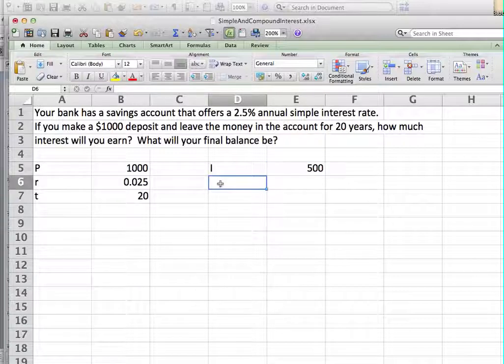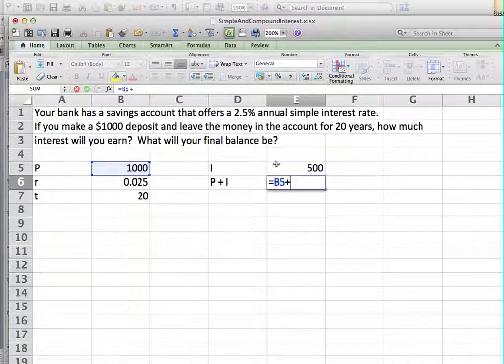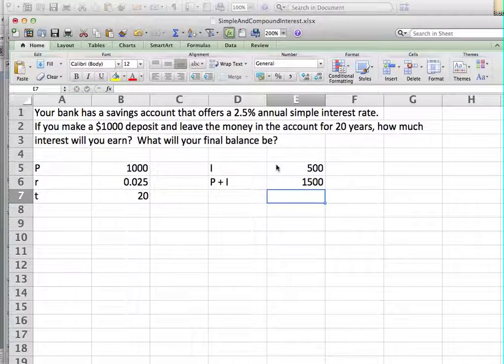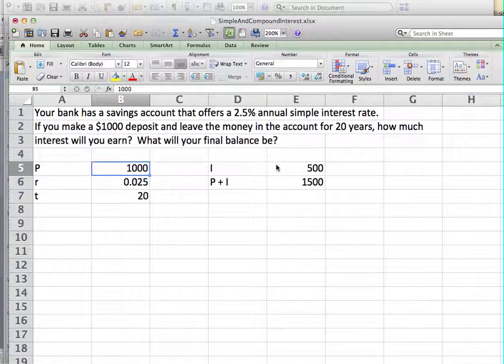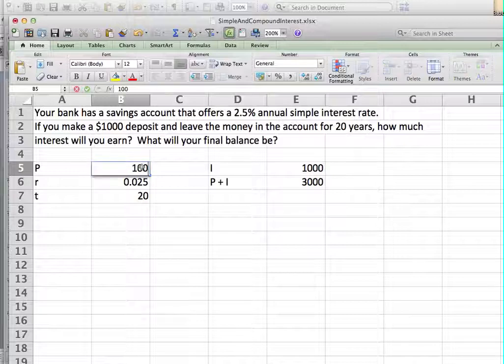What will your final balance be? That would be the initial principal plus the interest. And in Excel, I can just do an equals B5 plus E5 here and get 1,500. And again, if I make changes, both of those things will now be updated. If my principal was 2,000, my interest will double to 1,000, and my final balance will be 2,000 plus 1,000 is 3,000. There we go. You can experiment with that to see what happens.